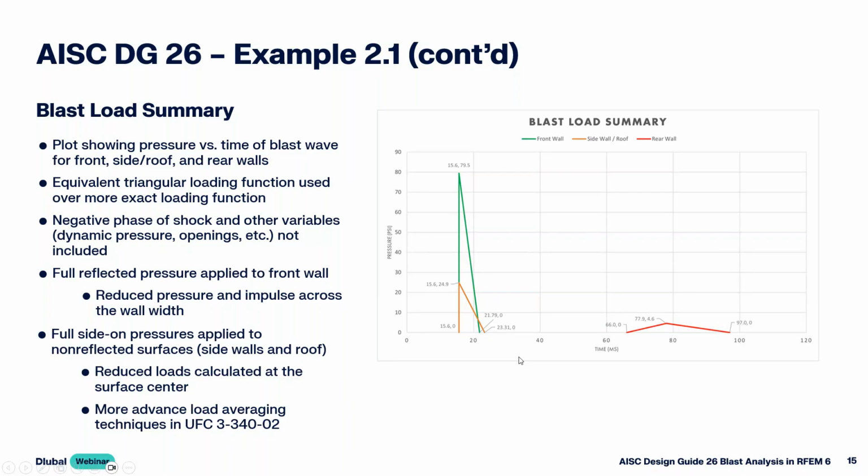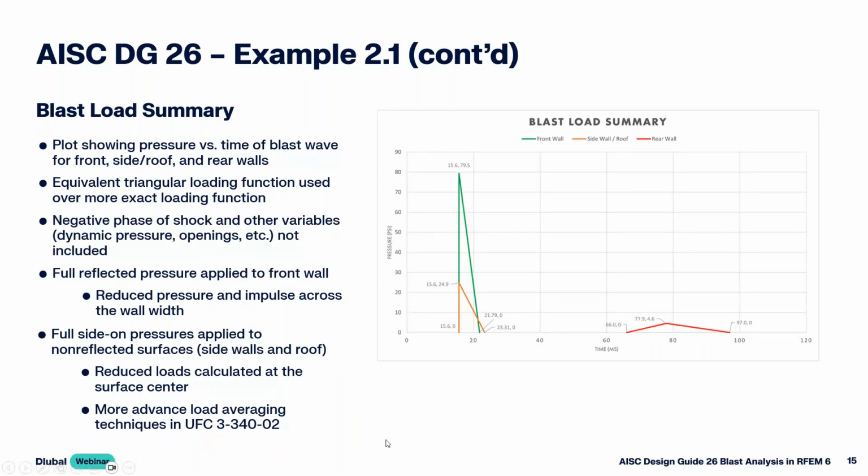So let's just summarize a few of those assumptions again for this analysis. Remember, we're using this equivalent triangular loading function, much more simplified. There are more exact loading functions out there. For example, the Friedlander equation, if we wanted to more accurately represent that blast wave shape. Also, the negative phase of the shock was neglected for this example, and also some of those other variables that we listed. So dynamic pressures with drag forces, large openings, these are not included in this example.